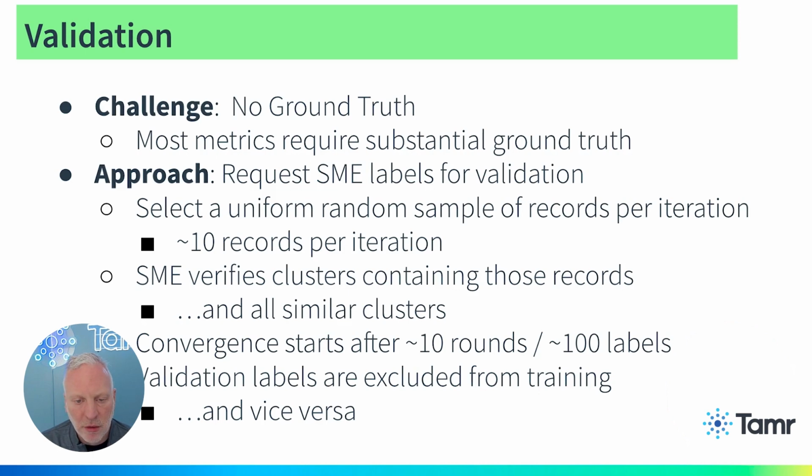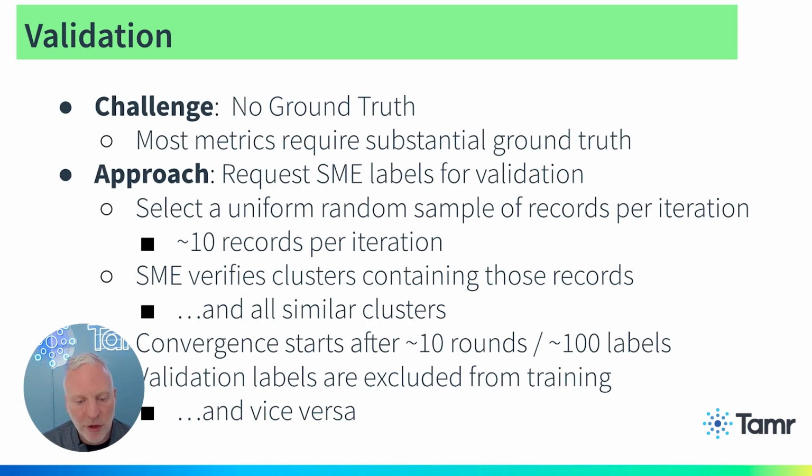They're verifying that records are correctly clustered, or in the case that they're not correctly clustered, they're moving them to the appropriate clusters. And it's important that the subject matter expert look not just at the cluster that contains the test record, as we call them, the record in the sample for validation, but also all records in similar clusters, so that we can be certain not only that the correct records are in the cluster, but that similar records are correctly not in the cluster. We find that after about 10 rounds or 100 labels, the error bars around the metrics that we compute start to converge, so we start to get meaningful metrics here.